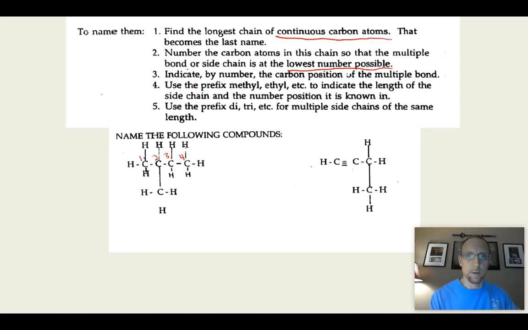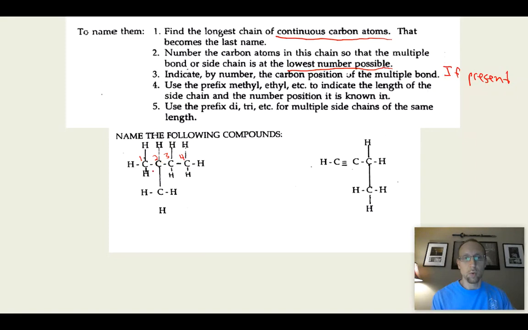So the next thing we want to do is indicate the number of a multiple bond if one is present. All right, if present, and I'll show you how that works. And then the next thing, use the prefixes, methyl, ethyl, whatever, to indicate the length of our side chain. That's an alkyl group. And we're going to give it a number. So we always give a number.